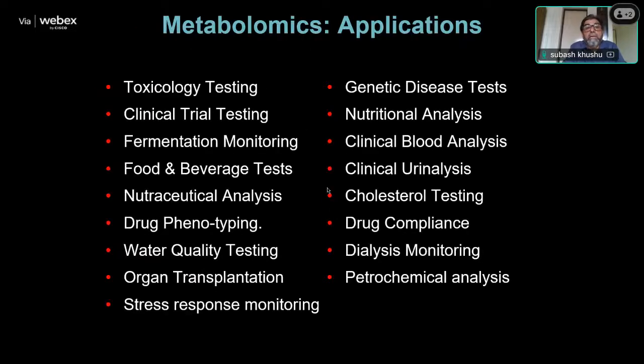So there are several applications of metabolomics. It is used in toxicology testing, clinical trial testing, fermentation monitoring, food and beverage testing, nutraceutical research, drug phenotyping, water quality testing, organ transplantation, stress response monitoring, genetic disease testing, nutrition analysis, clinical blood analysis, clinical urine analysis, cholesterol testing, drug compliance, dialysis monitoring, petrochemical analysis. So it has a large number of applications. This is only the tip of the iceberg, but you can imagine any number of applications using this metabolomic approach.